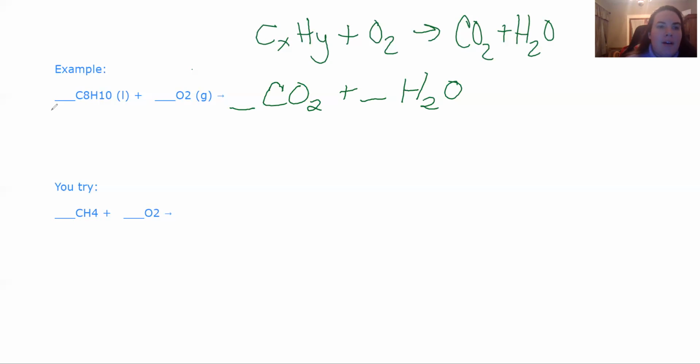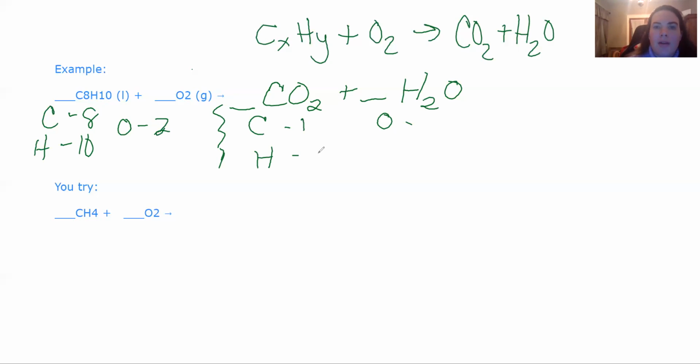So I'll write out our little tally here. I'm gonna need a second column. Okay, so starting off, we have 8 carbons, 10 hydrogens, and 2 oxygens on the reactant side, 1 carbon, 2 hydrogens, and 3 oxygens in total on the right side. As I said, we're gonna do oxygen last. So I'll start with carbon because that's the first one we see on the left side.